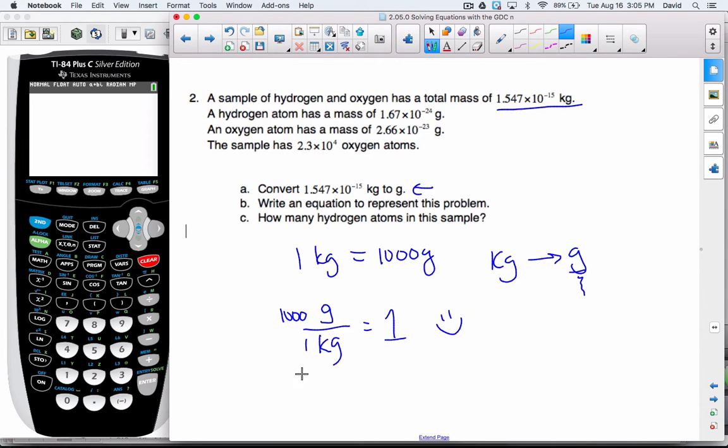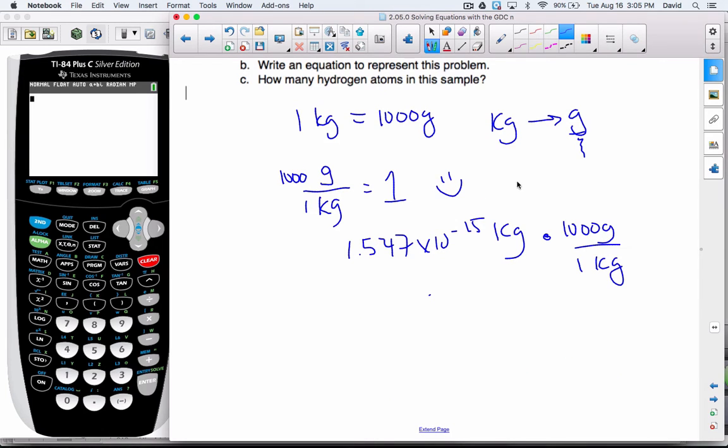Now if we take our value, 1.547 times 10 to the negative 15 kilograms, and multiply it by this conversion factor, which is just multiplying by 1, I can see that kilograms cancels kilograms. What's left is grams, what we wanted to end up with. Now I can use my calculator, but I can also just do my things from science class.